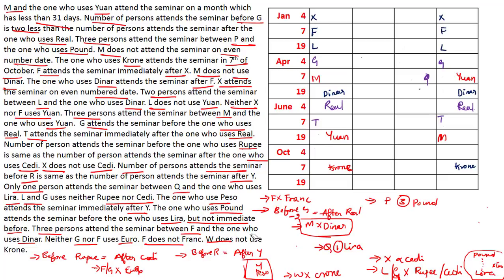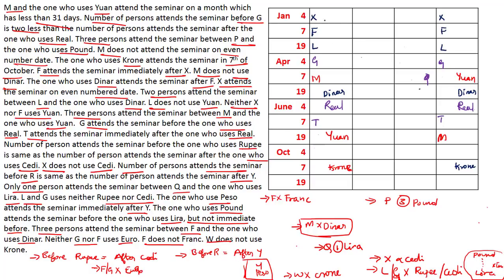Have we placed any other information? Yes, we have placed this information as well. This information is also already placed. Now let us go for the next one here. So see, before rupee, after cedi, the same gap should be there. Again, before R, after Y, the same gap should be there. So if there are 2 persons before R, there should be 2 persons after Y.